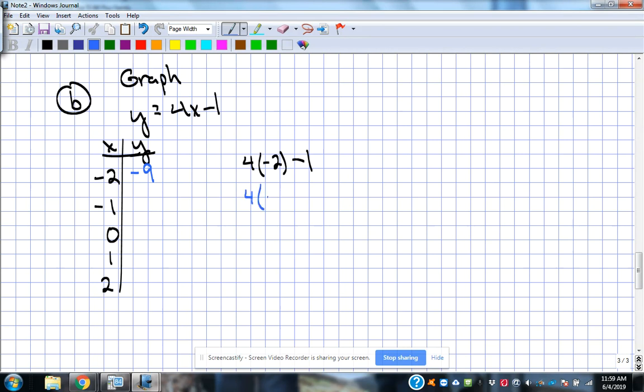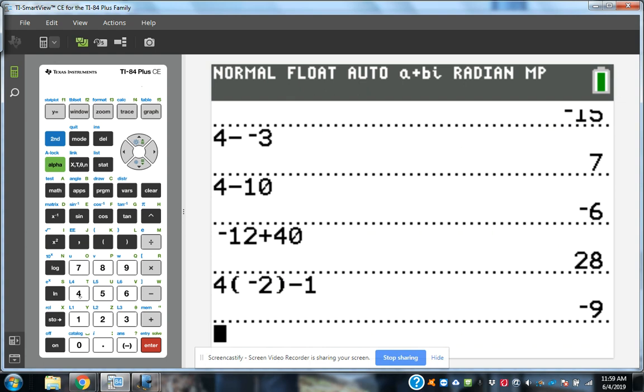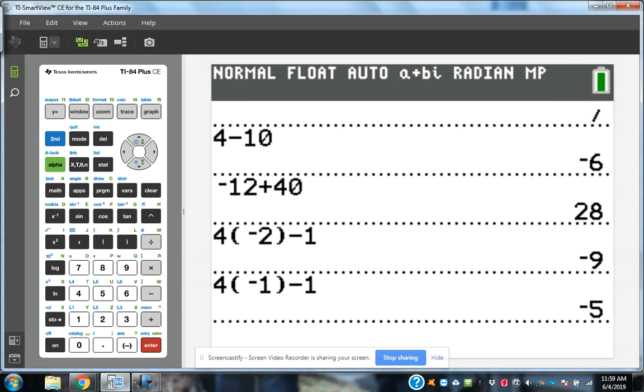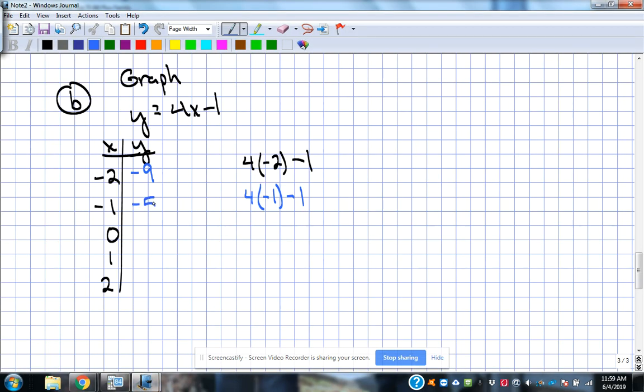And then I would work out 4 times -1 minus 1. 4 parentheses -1 minus 1. Get a -5. And 4 parentheses 0 minus 1. Well, I know 4 times 0 is 0. Minus 1 is going to be -1. So I don't even have to use the calculator to help me with that one. And then 4 times 1 minus 1. That's going to be 4 minus 1 is 3. And do that without a calculator. 4 times 2 minus 1. 7.